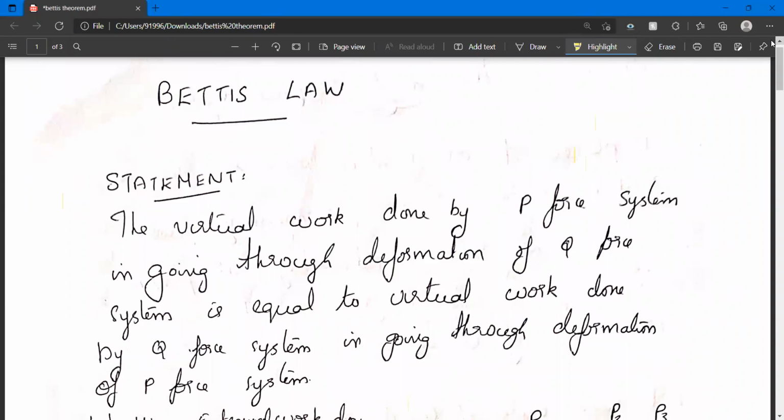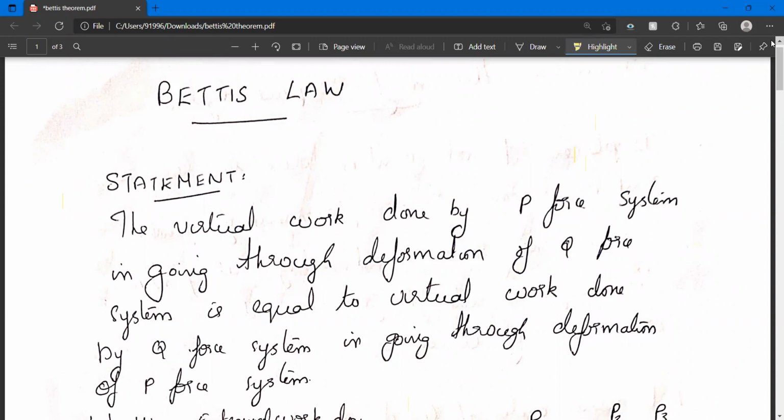Hi students, let us see today a theorem called Betti's law. This is also called Betti's Maxwell reciprocal theorem. Okay, Betti's law or Betti's Maxwell reciprocal theorem. The statement, let us see the statement first.